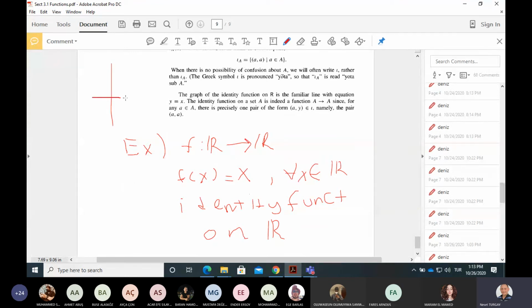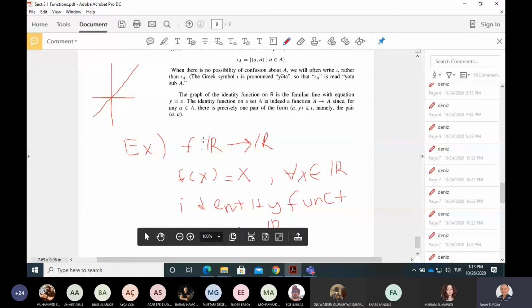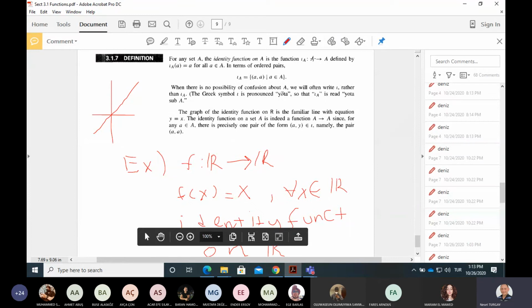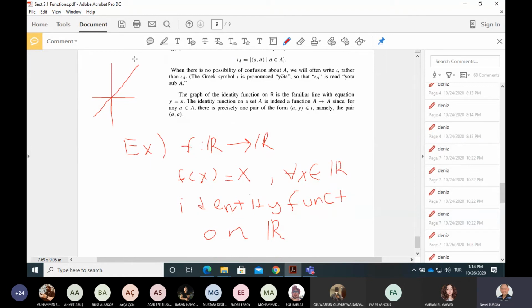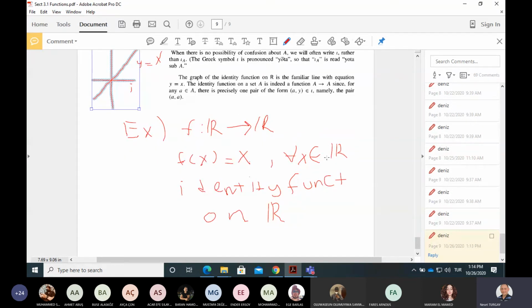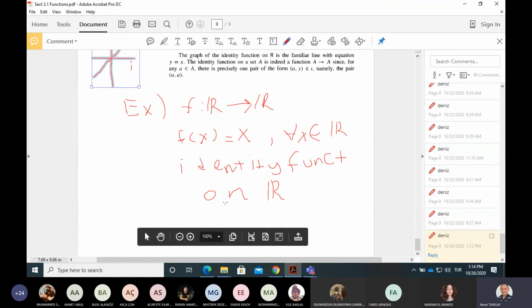So you can say that you have y is equal to x, for example. This is the graph of the identity function on R. A is a set, arbitrary. Here, let's say A is the real numbers. So f of x is equal to x. This is actually y is equal to x. Can you see? This is the identity function. If this is 1, this is also 1. If this is 2, 2. For all x, of course, this is happening. This is the identity function on the real numbers.